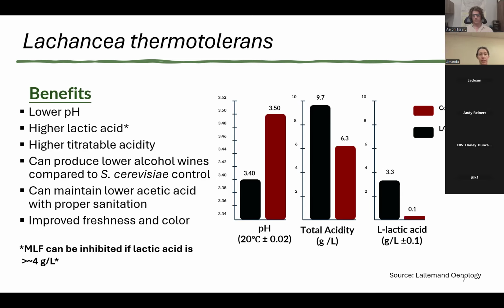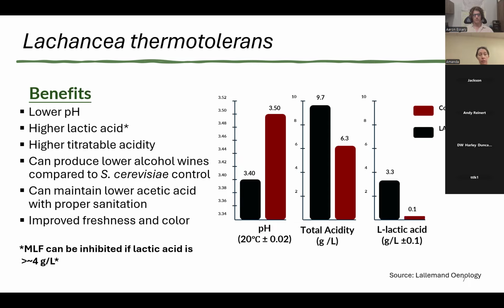Another benefit is that this yeast can help to maintain lower acetic acid, just assuming that you use proper sanitation, of course, in the winery. Having a lower pH is always going to help with microbial control, and will also help with improved and sustained color in your reds and also in your whites.